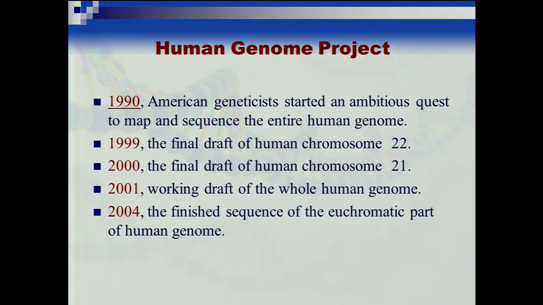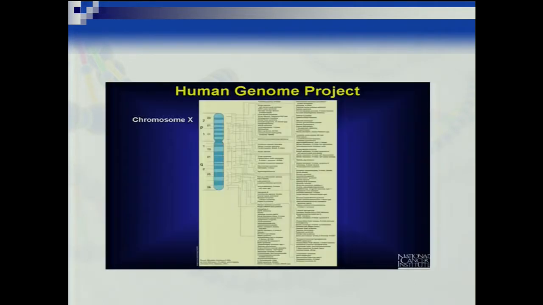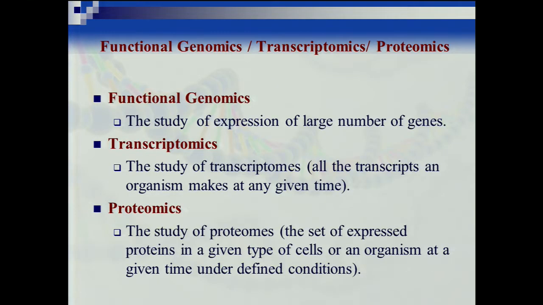This is the history. The project started in 1990. In 1999, they got the draft of chromosome number 22. In 2021, they are trying to, I think right now, I don't know what stage they are at. They haven't been able to do all 23, but I think they are doing it faster. I think they have done at least 5 more chromosomes by now, though I'm not totally sure about that. These are all the information present.